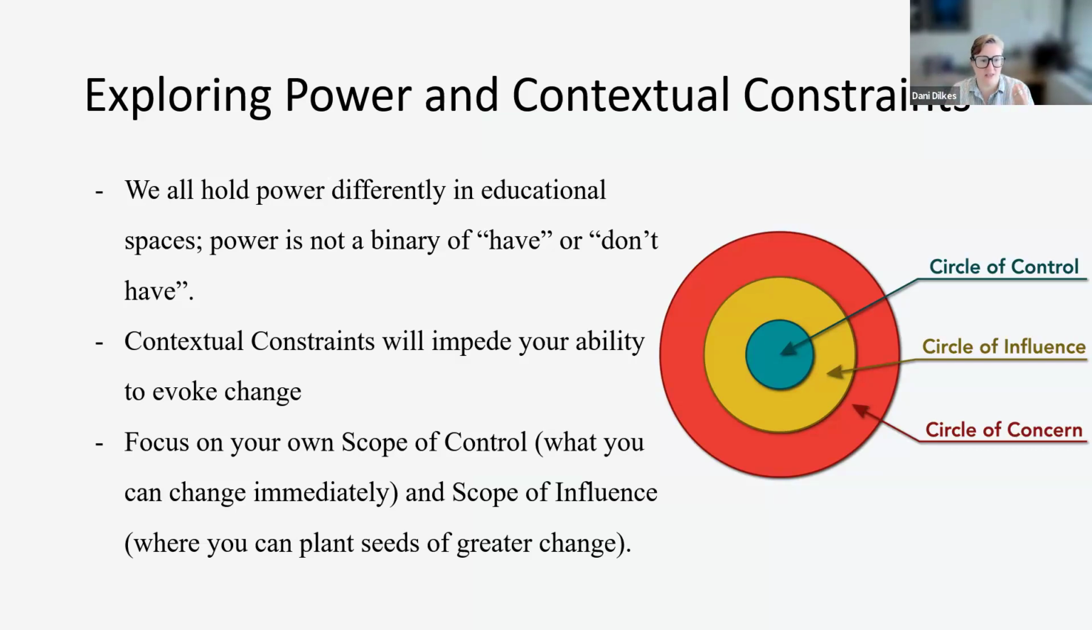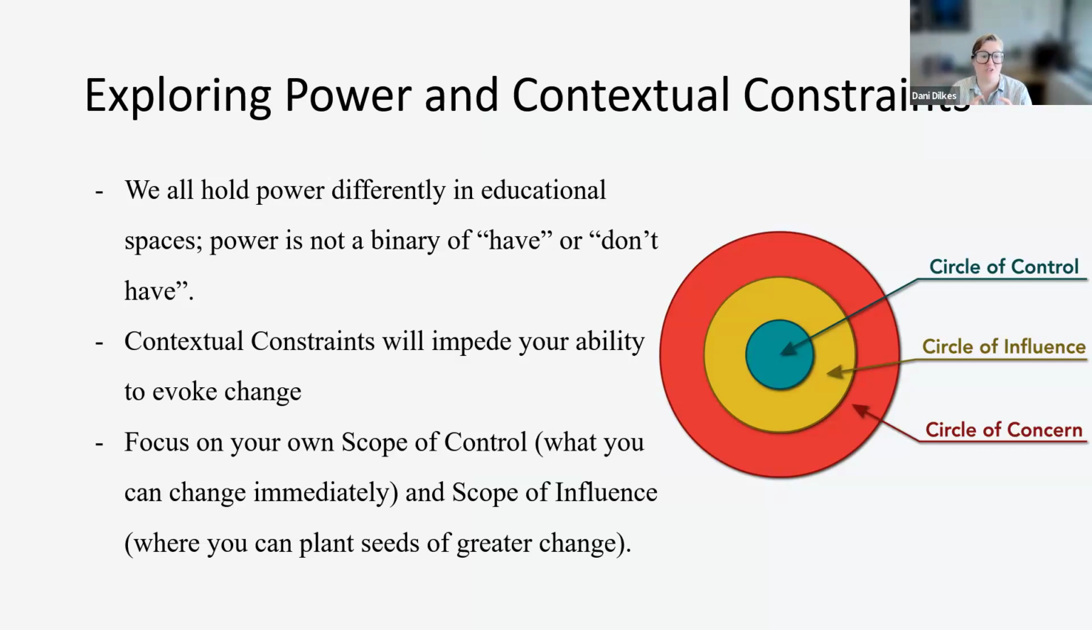Contextual constraints are the things that might impede your ability to evoke change. One that I hear about a lot in my work are grading policies. Courses that require grade averages to be between a certain range, courses that require a certain average at the end, courses that say you have to grade in a certain way. But other contextual constraints might be, I have classes of 2,200 students. I can't do one-on-one personal reflections as much as that might help foster belonging, help foster relationships.